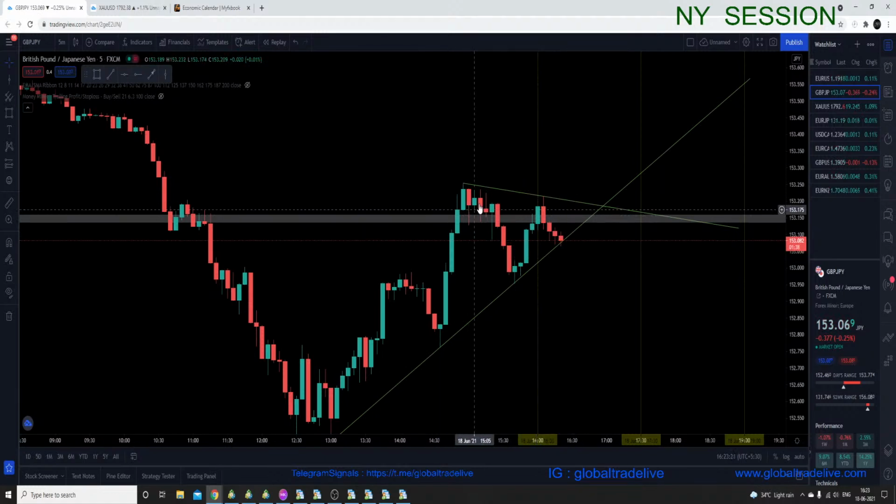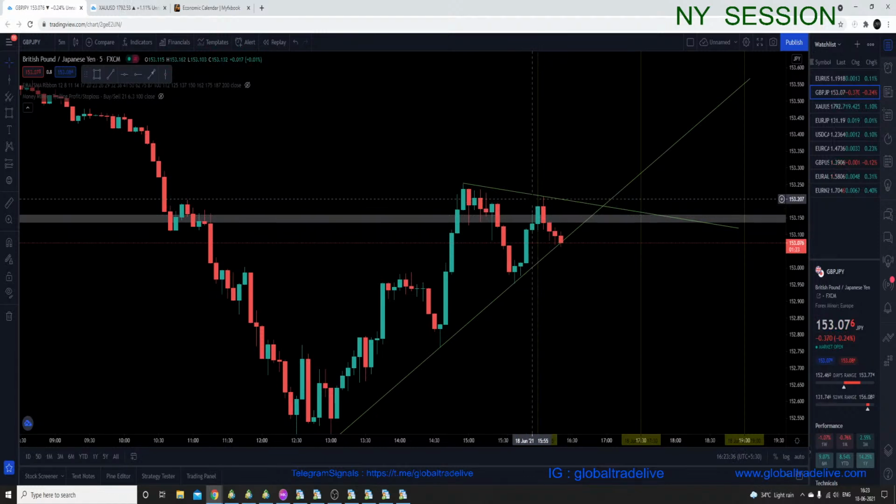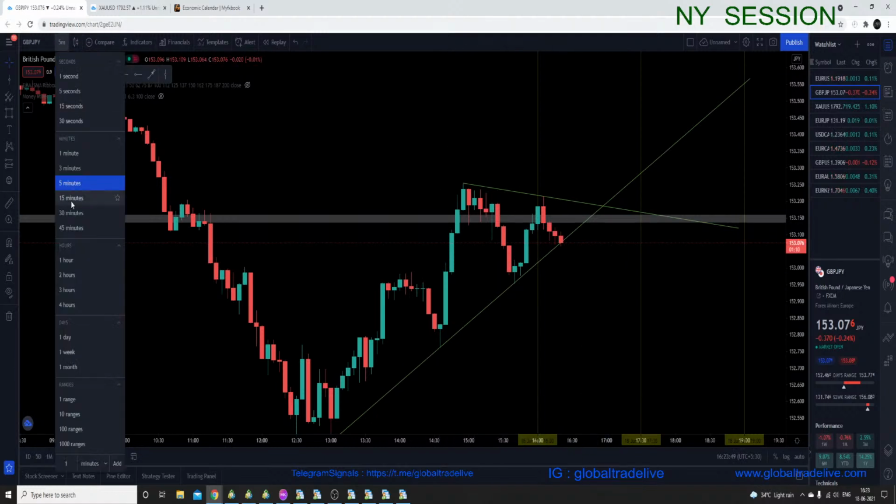So now the thing is, it created a high over here, came all the way down, created another high, but this high was lower than this high. That means this was a lower high and resistance also, and now it's coming down from that point. So if a candle closes outside this trend line, the chances of going down will be increasing.